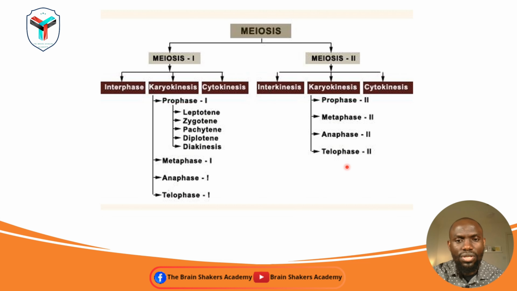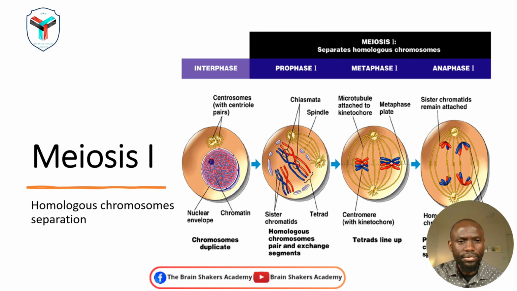Now, in meiosis 2, the phases are still the same as in meiosis 1 and in mitosis. That is prophase 2, metaphase 2, anaphase 2, and telophase 2. Now, let's look at the first meiotic division and understand what happens in meiosis 1.